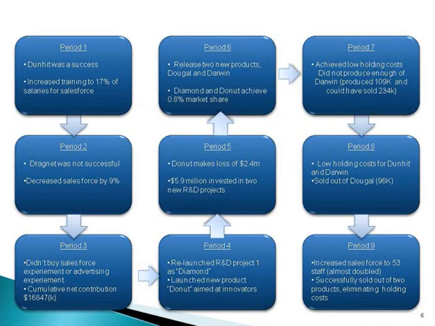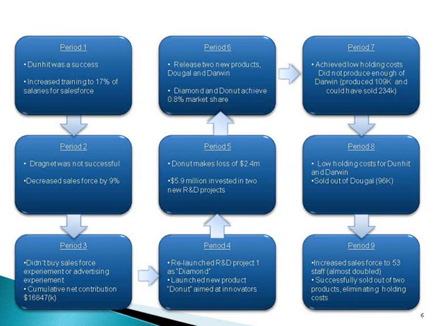This is a brief summary of our decisions throughout the simulation. In period 1, Dunhit was a success with a gross profit of $9.4 million. We increased training to 17% of salaries for sales force, as an effective sales force is necessary for the introduction of new products. In period 5, Dunhit made a loss of $2.4 million. This was due to an inaccurate R&D for the product. We invested $5.9 million into 2 R&D projects.